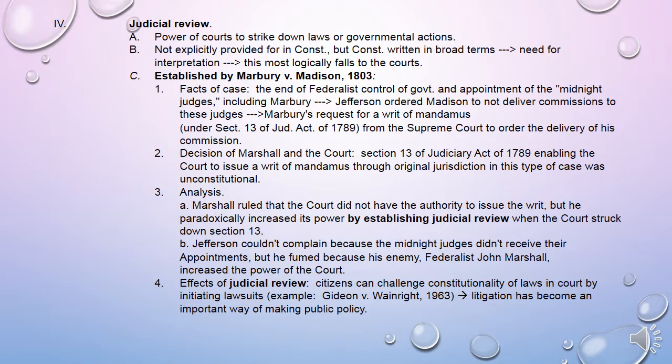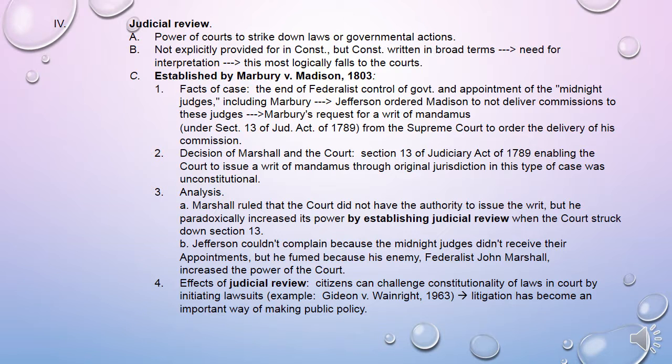So kind of the facts of the case, background. So we had the end of the Federalist control of government, and an appointment of midnight judges. So Jefferson wants to appoint all these judges before his term runs out, including a guy named Marbury. So Jefferson ordered Madison to not deliver commissions to these judges. I might have said Jefferson.